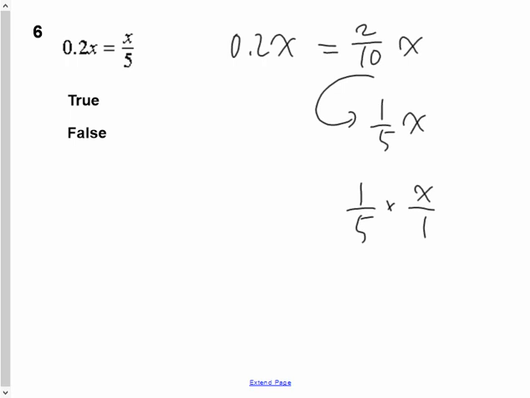Since we understand multiplying fractions, we would multiply the numerators. 1 times x is x. 5 times 1 is 5. So therefore, all of these are equal. So x over 5 is the same thing as 2/10 x. So the answer is true.